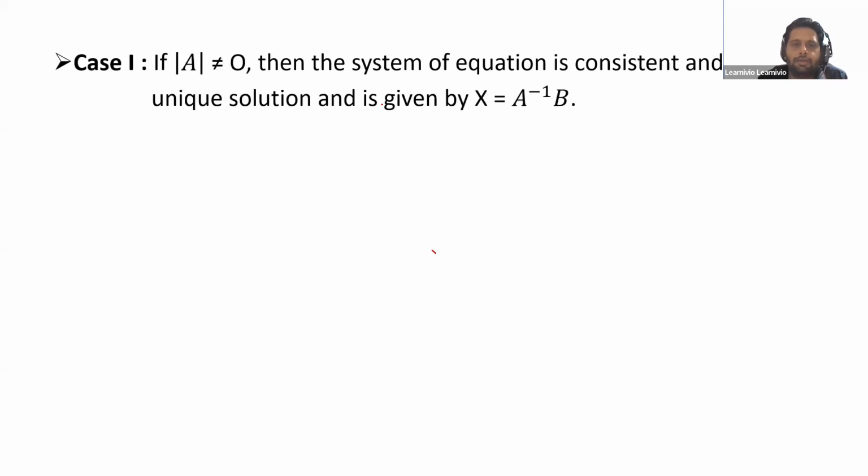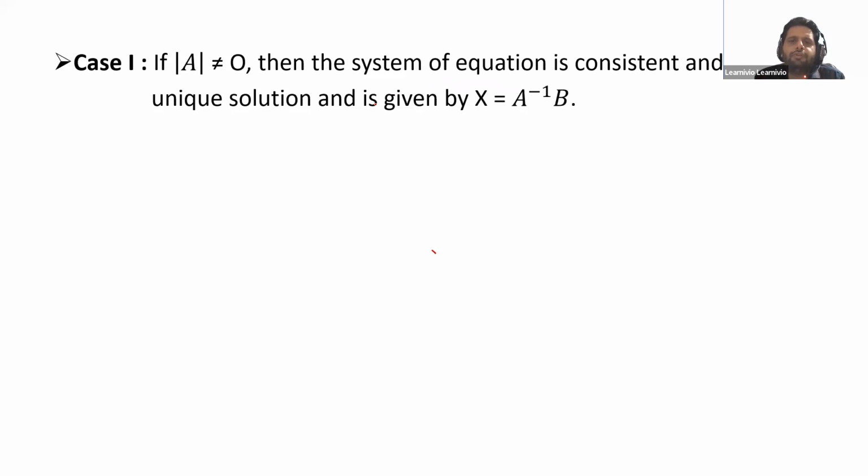Now next one. We have some cases. We already know that we have three types of cases: unique solution, no solution, and many solutions. We will check the cases like this. If you have three equations, you find the determinant of A. What is A? A we get from the coefficients of X, Y, and Z. If the determinant of A is not equal to 0, then the system of equations is consistent and has a unique solution.